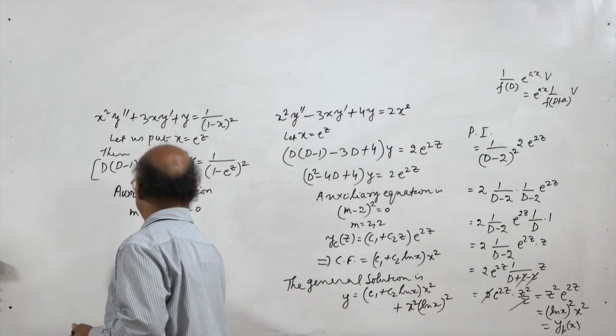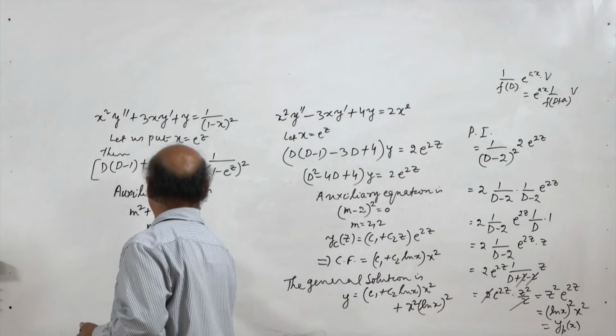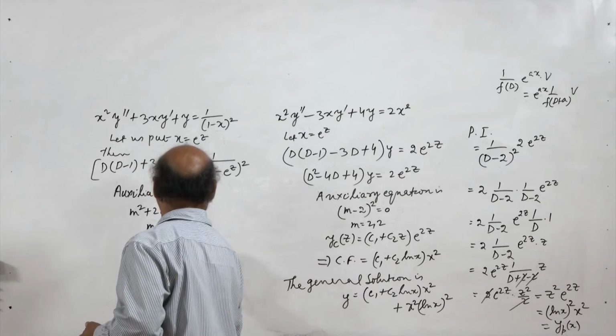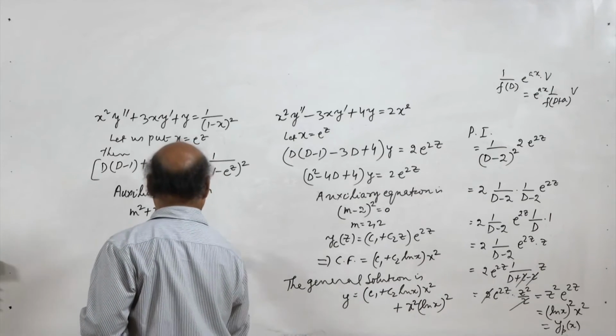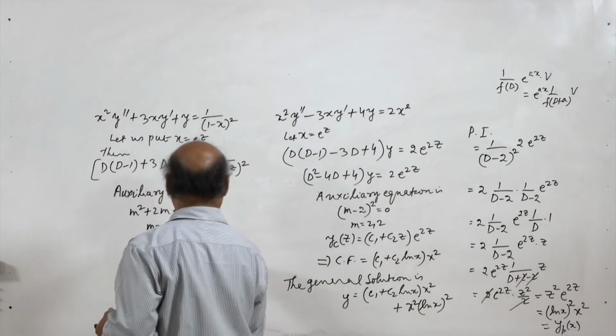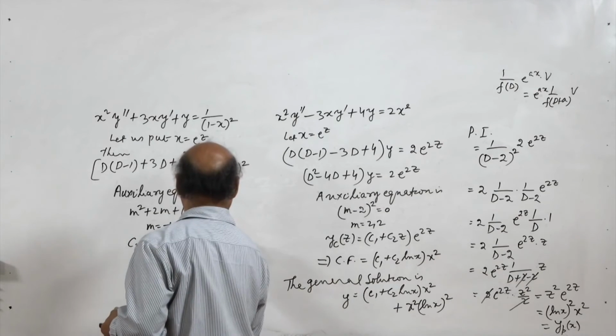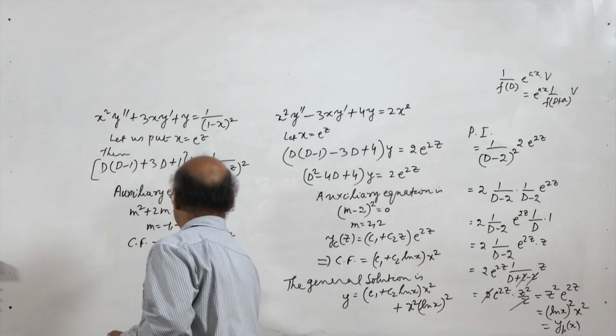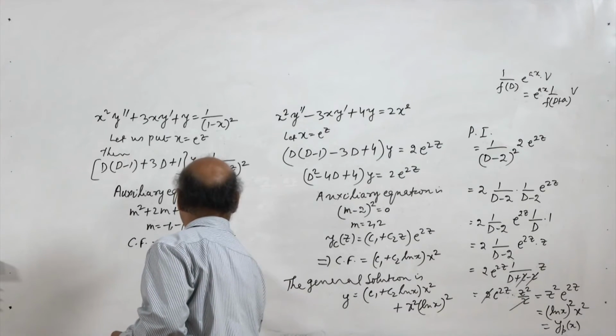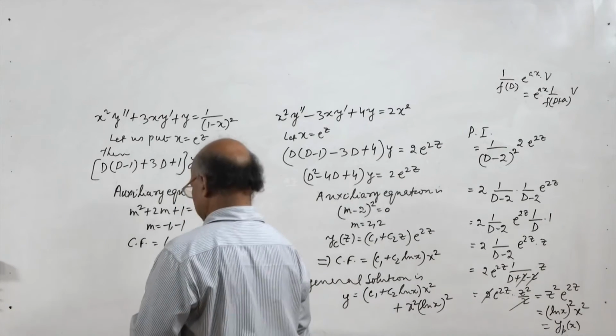So the complementary function will be (c1 + c2 z) e^(−z). Converting to x, we have (c1 + c2 ln x) x^(−1).